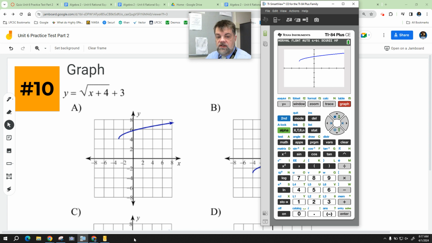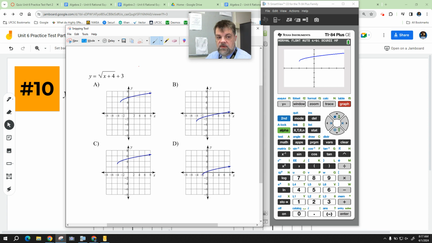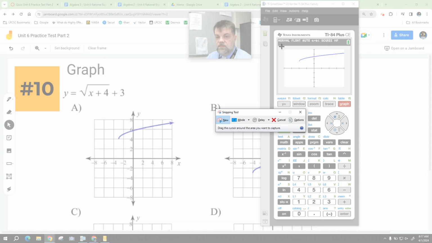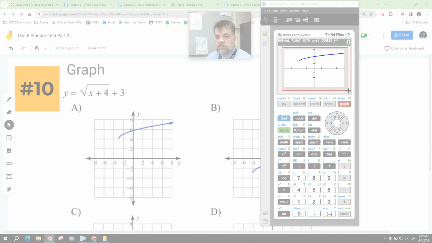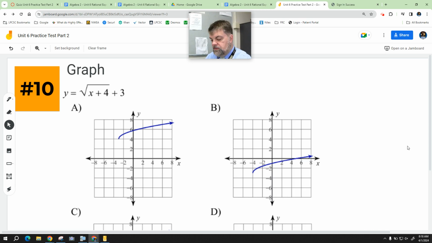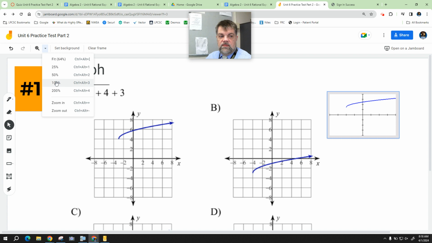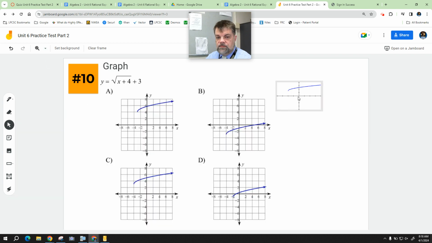So what I need to do, and the nice thing about setting my parameters identical to the paper is it makes it a little easier for me to see which one matches the best. So if I zoom this out, oops, let's do this. Well, which one looks like that?